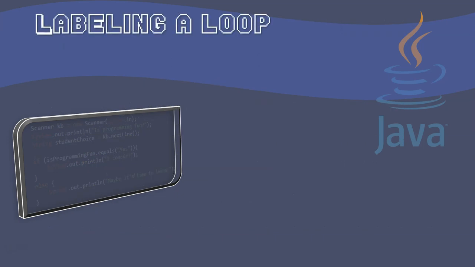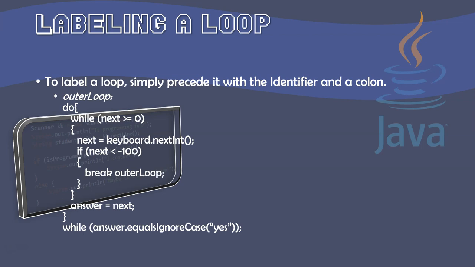Labeling a loop is a great way for us to start defining identifiers. When we start looking at nested loops coming up, this is going to be a way for us to say, this is the outer loop, this is the inner loop. For example, if we want to identify this loop, here we have a do while loop, and inside that do while loop, you can see we have a while loop. The way we can identify that outer loop is we can simply put this identifier, outer loop, here with a colon to tell the program, this is the outer loop.